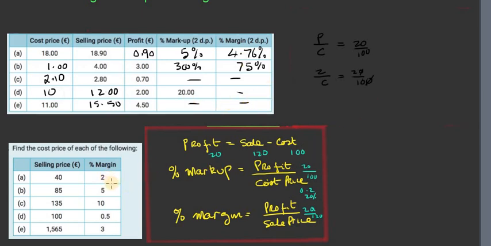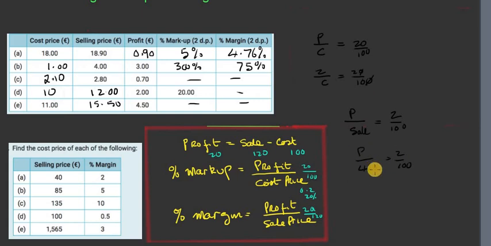Okay. Now finally, let's have a look at a couple of these ones on the left. I've got a selling price and a margin, and I want to work out the cost. So this kind of table will still be useful, but I'm going to start off with my formula: profit over the sale price, since I'm looking for the margin, is equal to 2%. And 2% is 2 over 100. Okay, and I've got a selling price here, 40. So P over 40 is equal to 2 over 100.